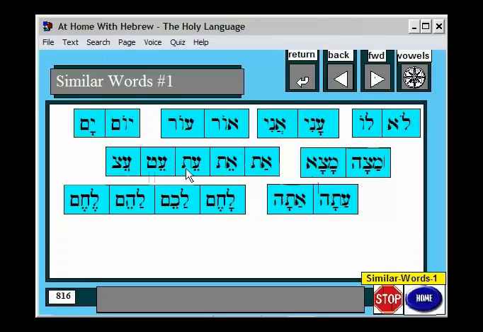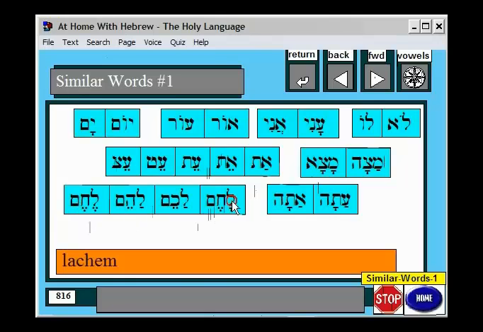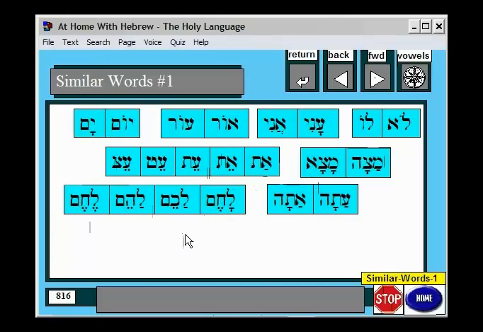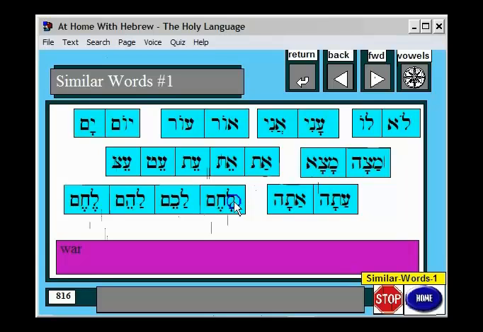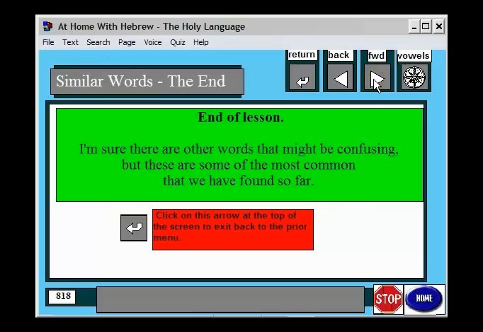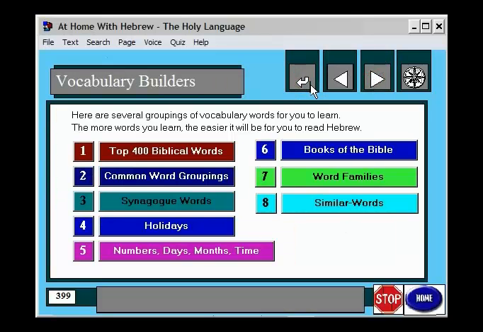You know, you can see how a beginner would get those words mixed up. So I try to show you all the words that are similar to each other and then how easy it is to get them mixed up. Here's another example. Lachem. Lachem. Lahem. Lechem. And so what does that mean? One means war, one means to you, one means to them, and one means bread. So there's several screens where we have similar words. So that concludes this demo.